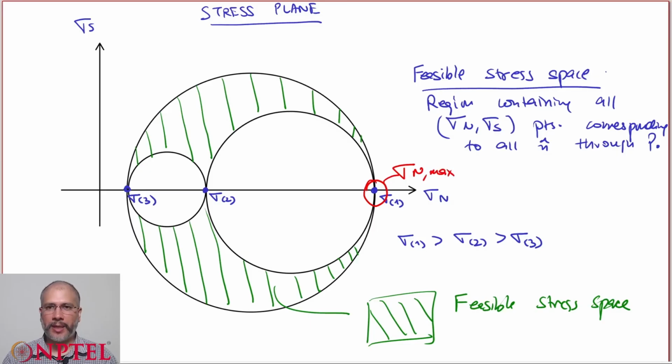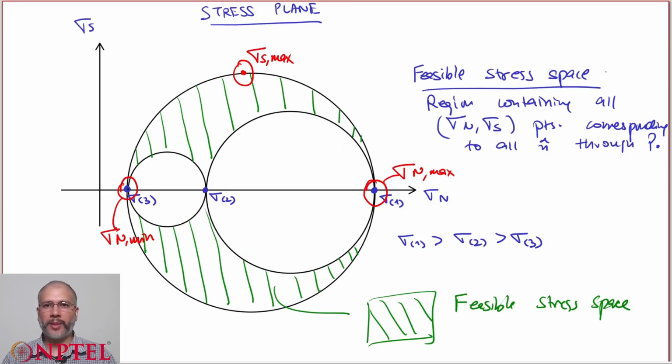And then to find the minimum sigma n, you have this leftmost point. So this point is sigma n minimum, and to find the maximum shear stress, that is nothing but this top point here, which corresponds to sigma s. And as I said earlier, the minimum value of sigma s, which is just the negative value down below, does not have any significance. So magnitude wise, the minimum value of sigma s is simply 0, as we can see from this figure.